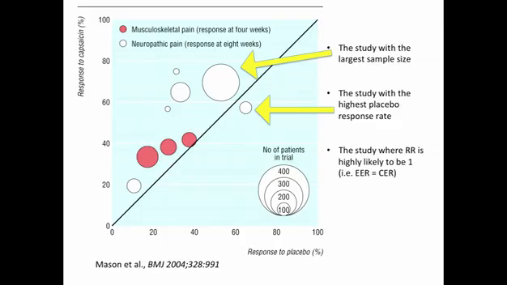Identify the study where RR is highly likely to be 1. In other words, the study where EER is very likely to be close to CER. The study pointed out here lies on the line of no effect. This is a study which is highly likely to have EER and CER values equal to each other.